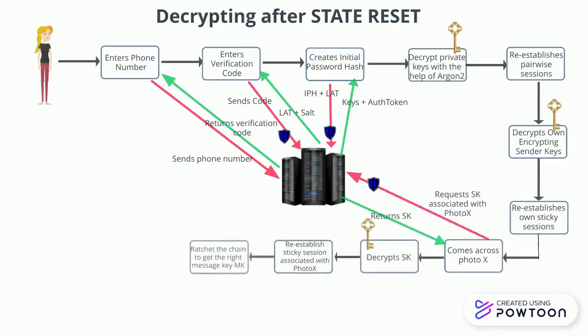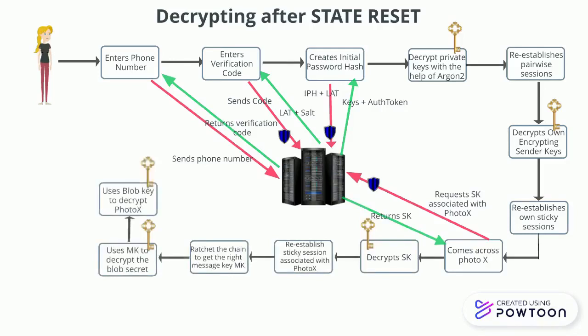Next, Alice will ratchet the chain the necessary number of steps to get the right message key. Decrypt the blob secret to get the blob key and hash, which she can finally use to decrypt and verify photo X. You can see that requests to the server that first need verification are marked with a blue shield, while processing steps where there is decryption happening are marked with a golden key.